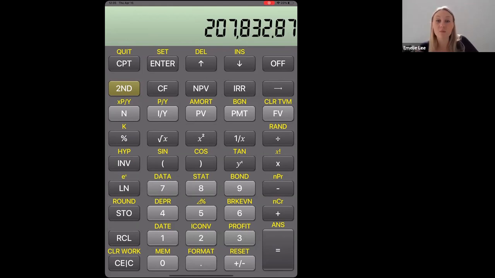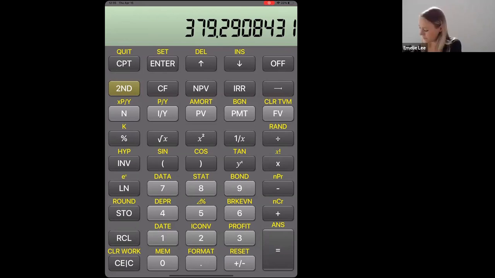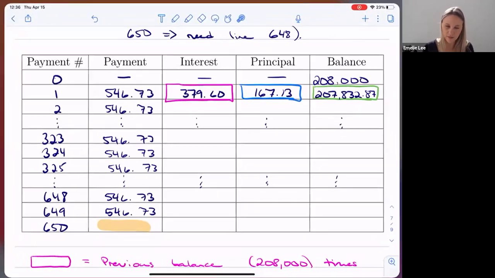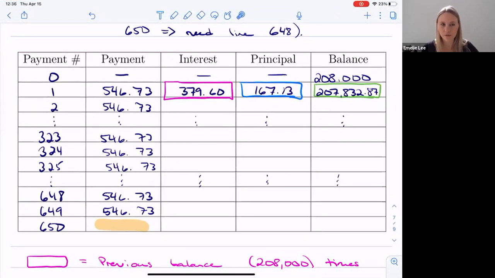207,832.87, that's my previous balance, right? Times I2, which is recall 1, equals, so now I'm at, here we go, 379.29 if I round properly, right? So from here on out, I'm just going to do the rounding off to the side here, 379.29. Similar, but less, right?